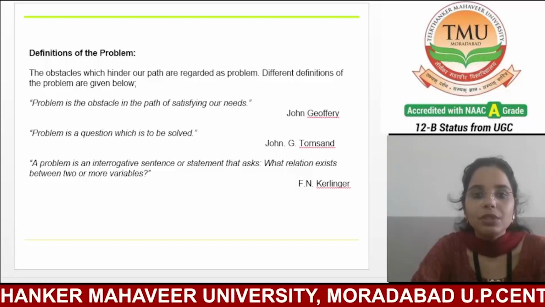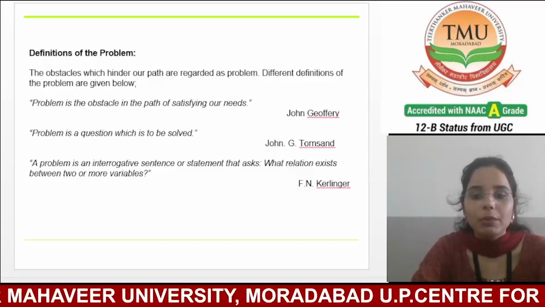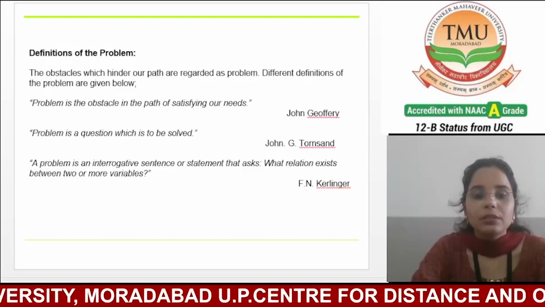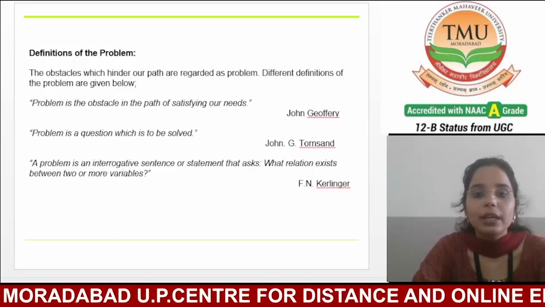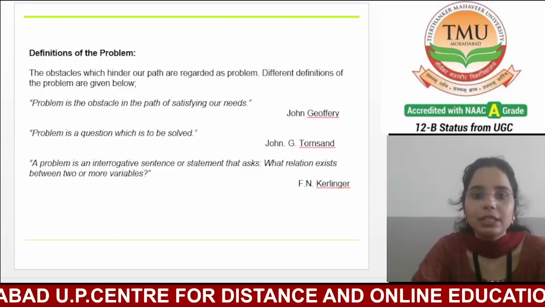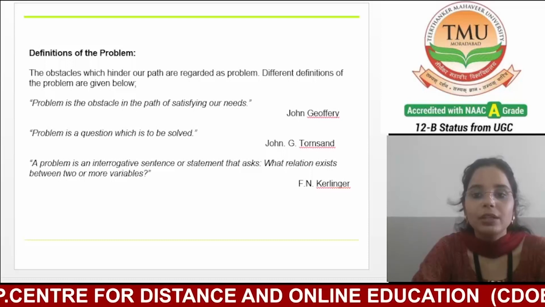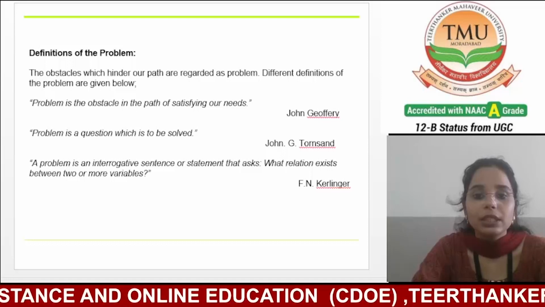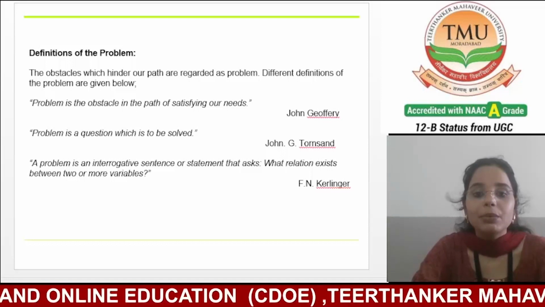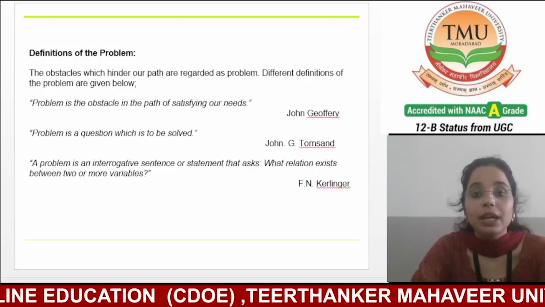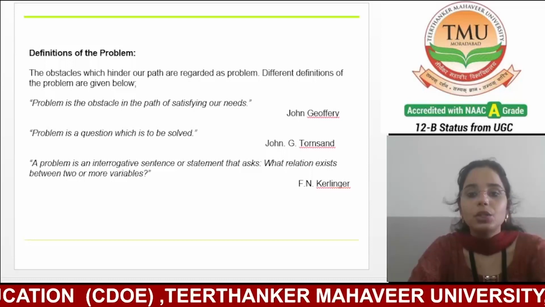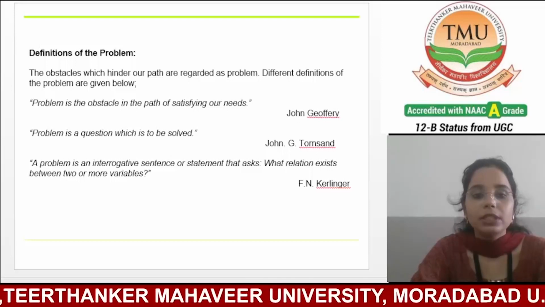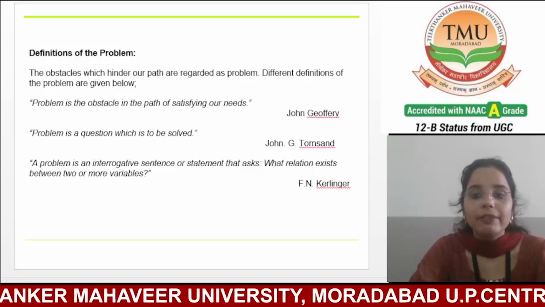Basically, if we talk about the definition of the problem, as you can see, the first definition is that a problem is the obstacle in the path of satisfying our needs. This definition is given by John. And the second definition, as you can see, is that a problem is a question which is to be solved, and this definition is given by John G. Townsend. And the third definition is given by F.N.